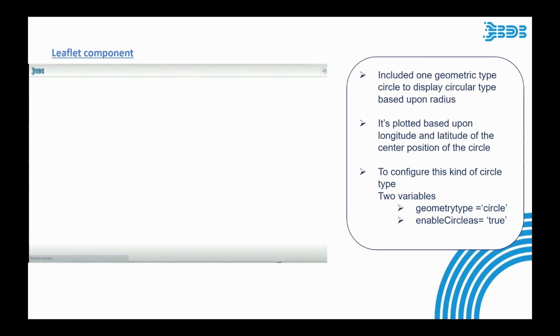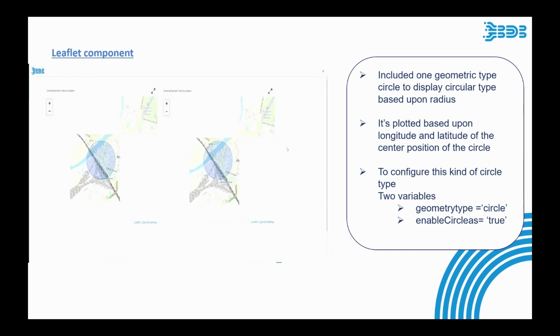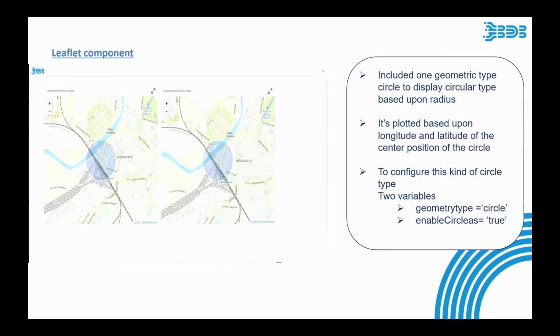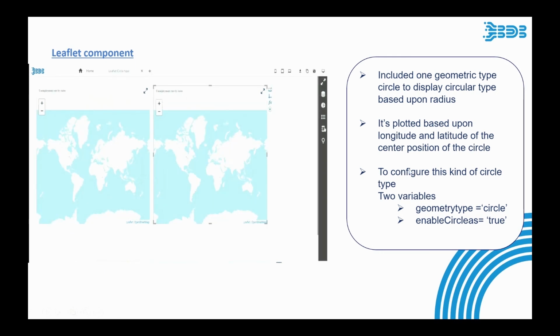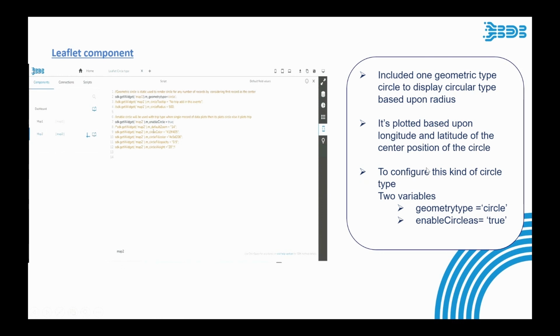Next is a leaflet component. Here we have provided a radius circle instead of the pin on the map. We have introduced one geometry type, circle, to display a circle based on radius. It is plotted based on the longitude and latitude of the center position of the circle. To configure this kind of circle, we need two variables: geometry type as circle and enable circle as true.